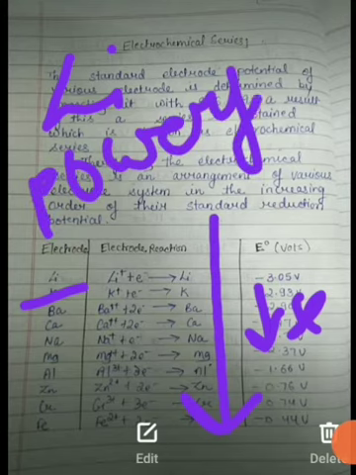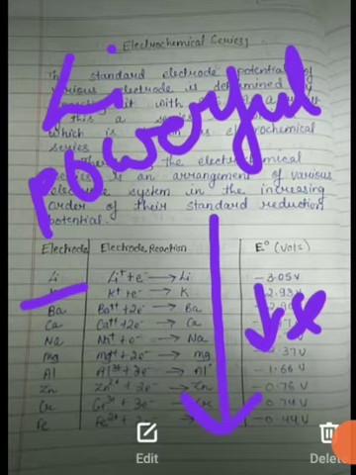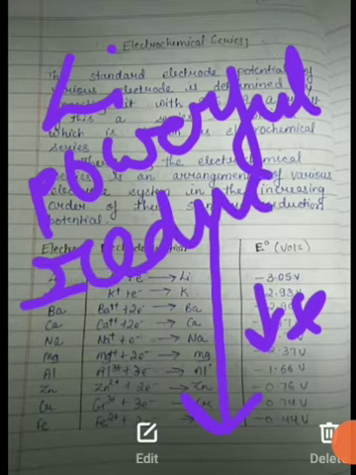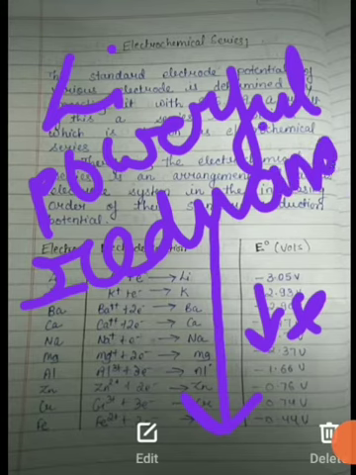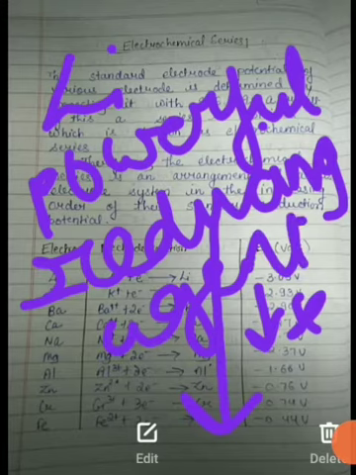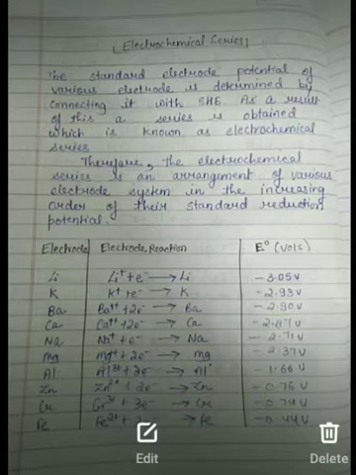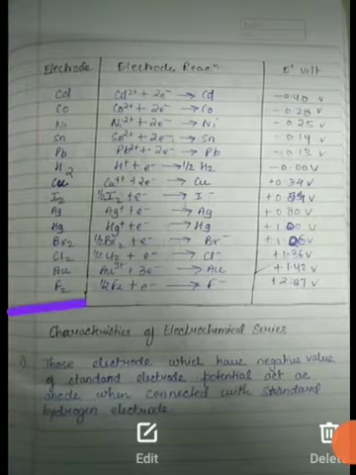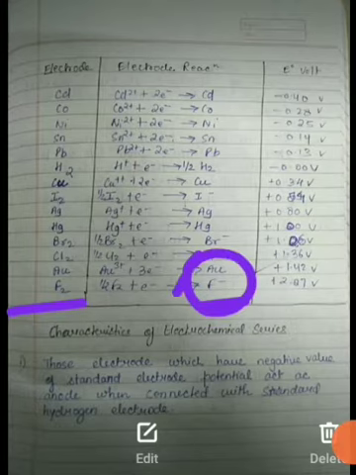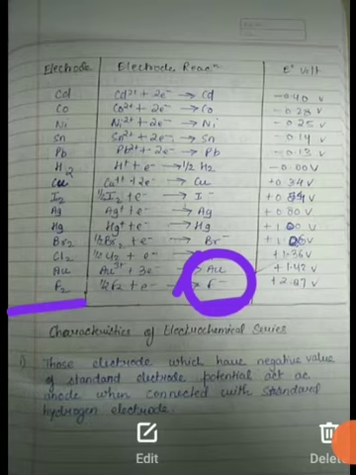Lithium will be the most powerful reducing agent. And what will be the case for fluorine? You can look here, F minus. What will be the case for this? It will be a very poor reducing agent. Fluorine minus will be a poor reducing agent.